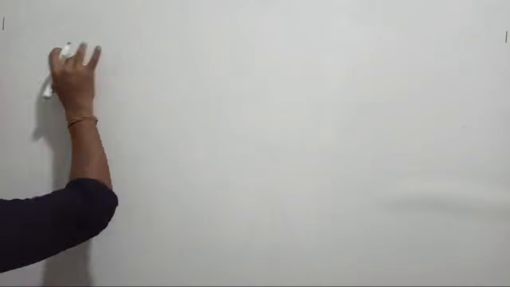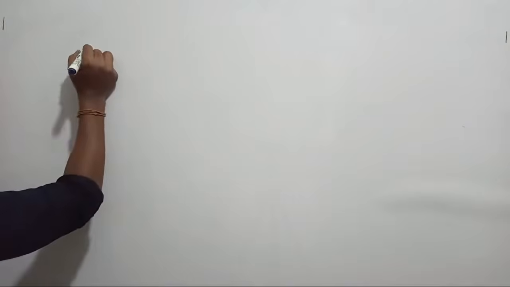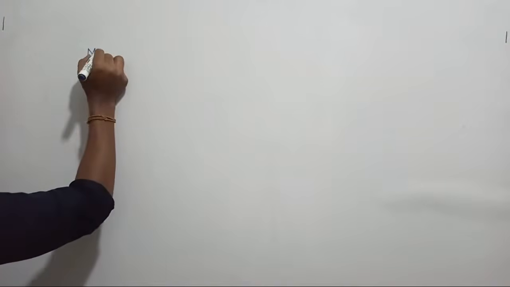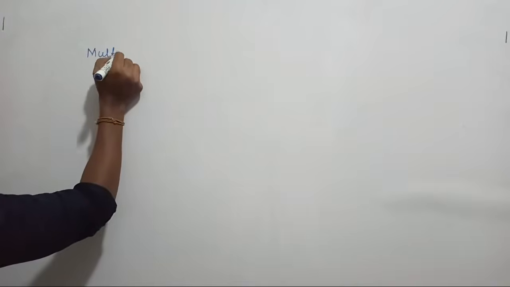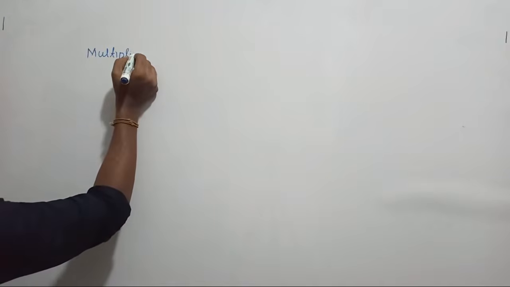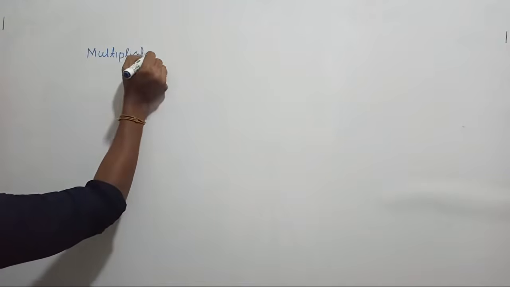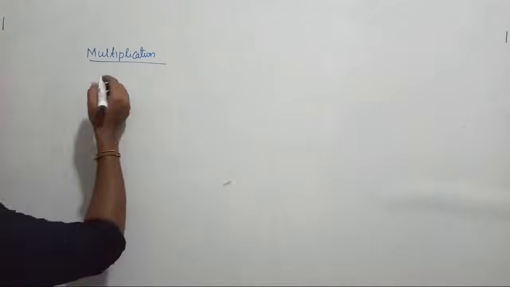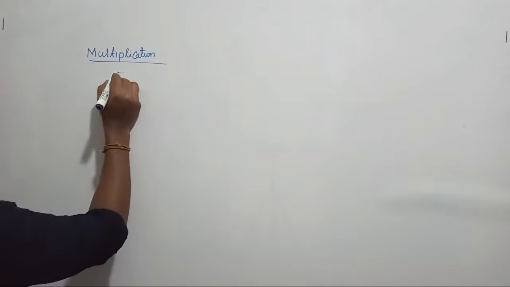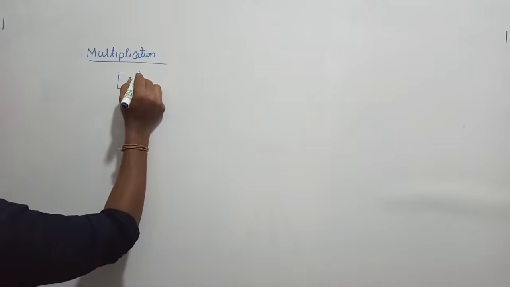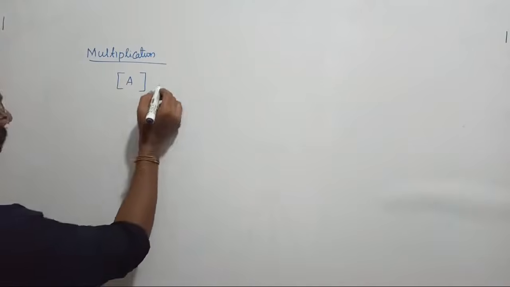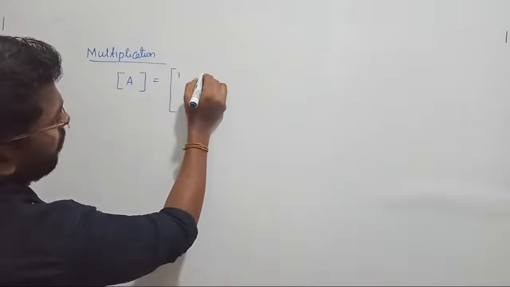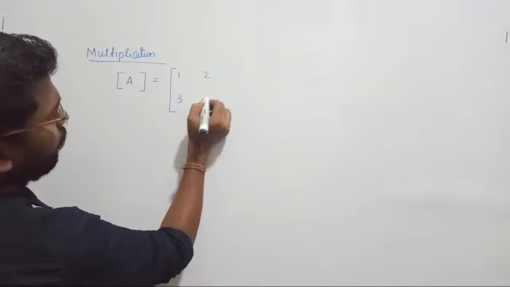Let's start and see the properties of matrix multiplication. Just put it. The topic is properties of matrix multiplication, right? In matrix multiplication, actually what is the procedure to apply? That is to multiply two matrices. The thing is, if I have a matrix A, right? And they said this matrix A is given as 1, 2, 3, 4, right?